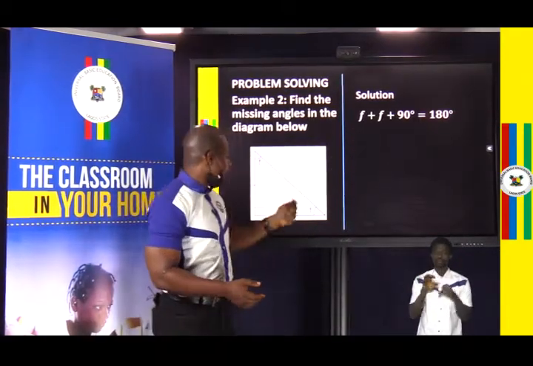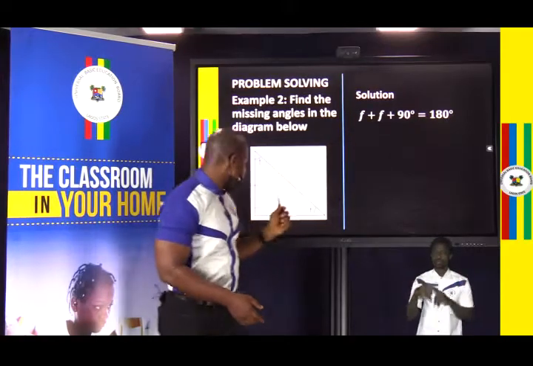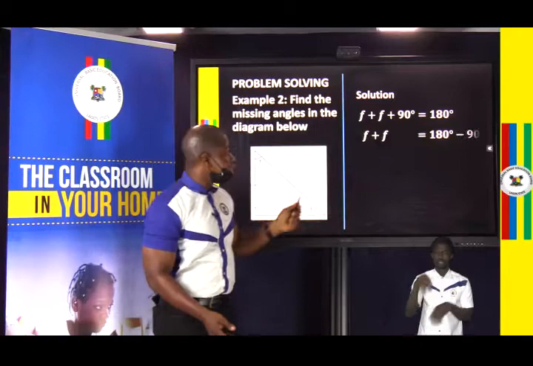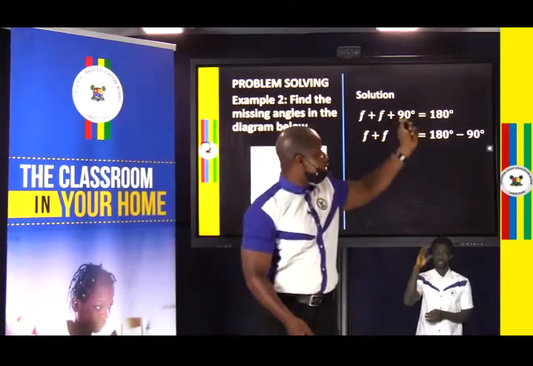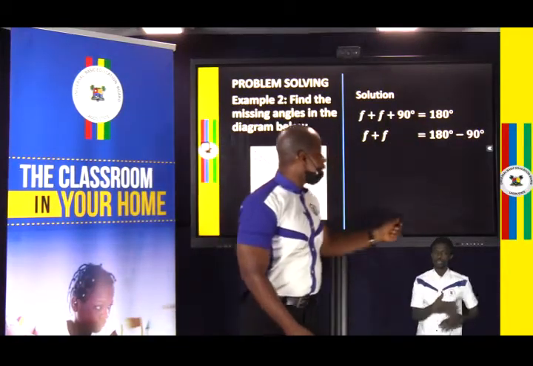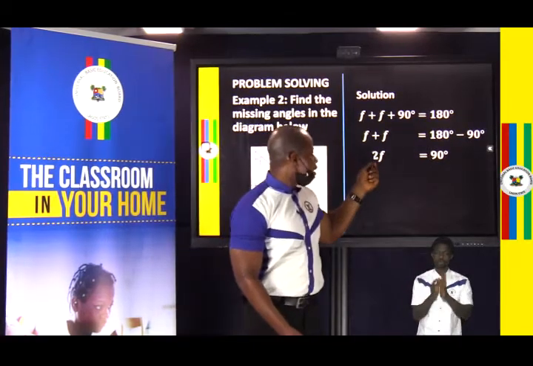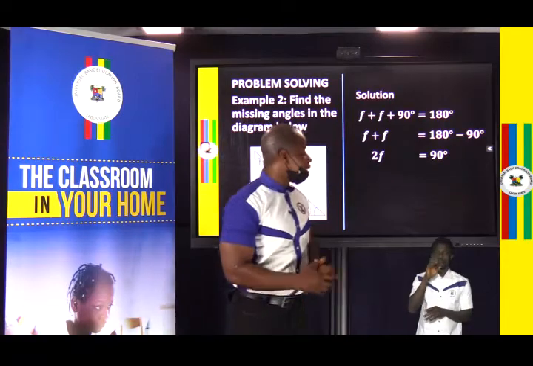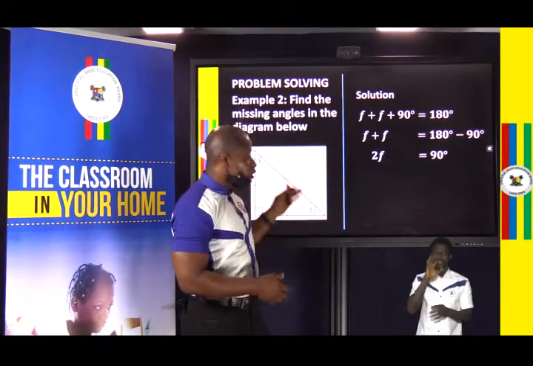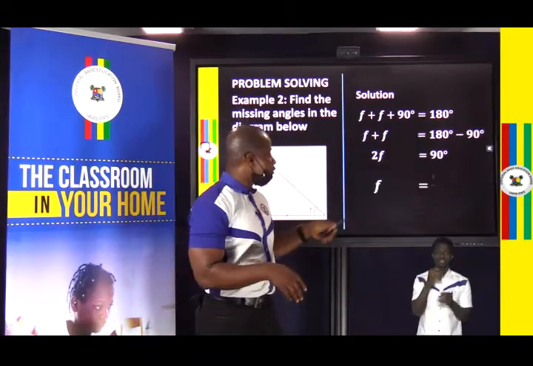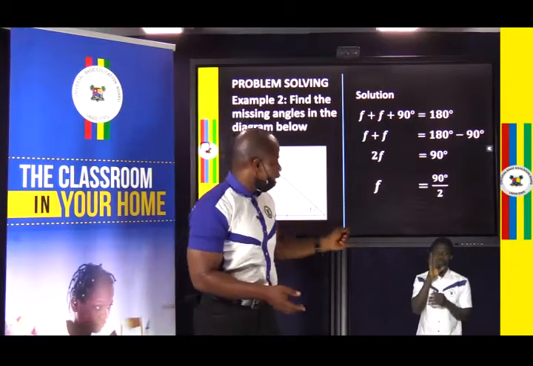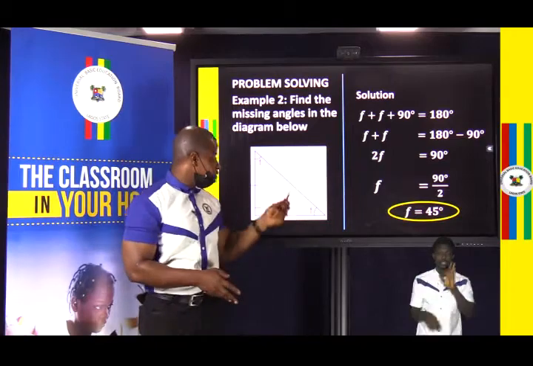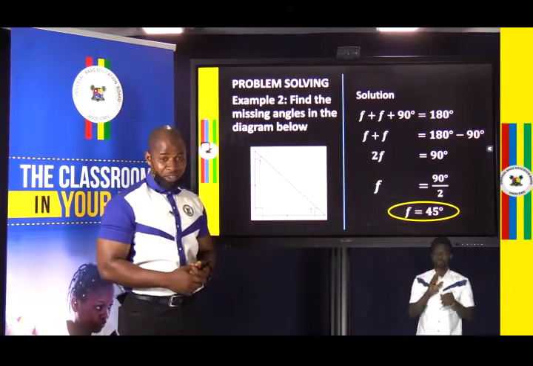F and another F plus 90 degrees. Whenever you see the box, it means 90. It gives us 180 degrees. So we take all the numbers to the other side. Plus 90 here becomes minus 90. That means that 2F, because F plus F is 2F, equals 180 minus 90, which is 90. But we want to find each F. Two of the F's gives us 90. So one F will be 90 divided by 2, and that will be 45 degrees. So in this case, the angles F are 45 degrees.